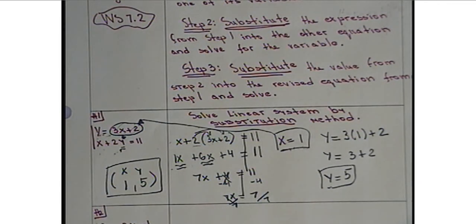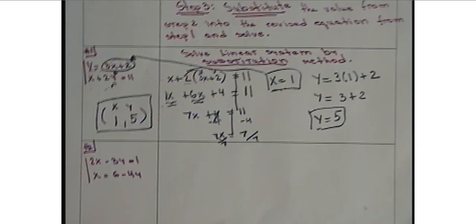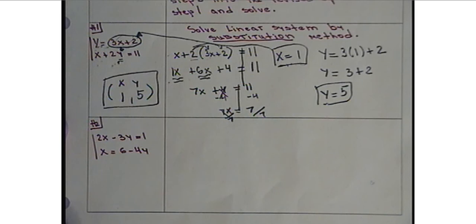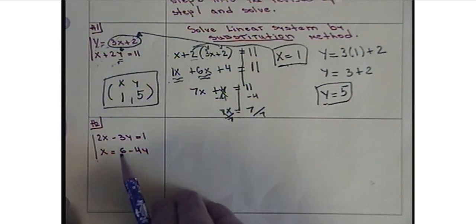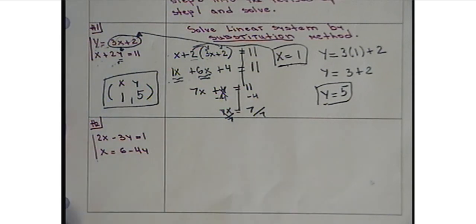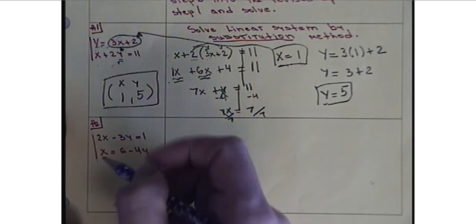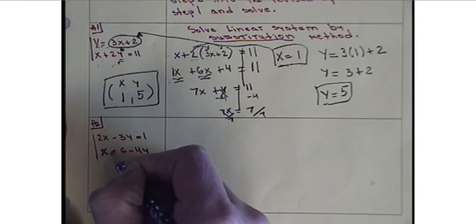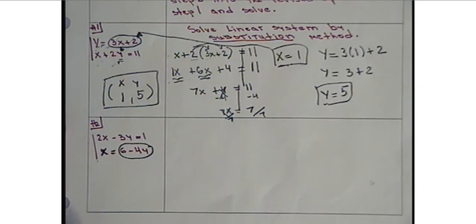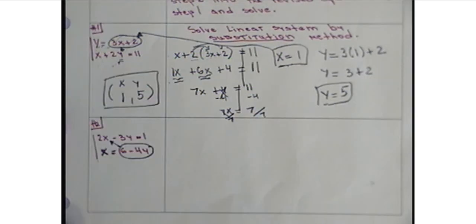Okay, so let's do another one, following the same 3 steps. Look at those 2 equations. The first one is 2x minus 3y equals 1. The second equation is x equals 6 minus 4y. If you think about which equation will be good to substitute, this one already has variable x equal to one whole thing. So I can grab that and substitute it over here and start calculating.